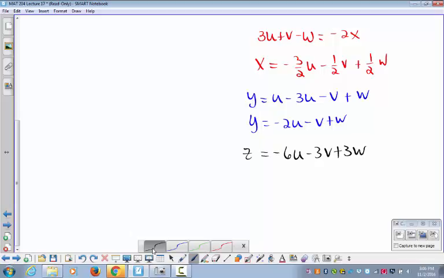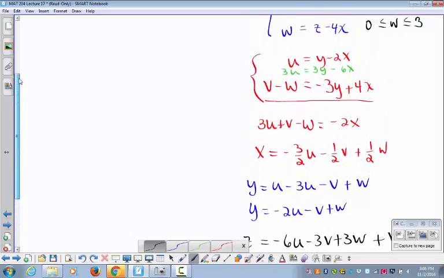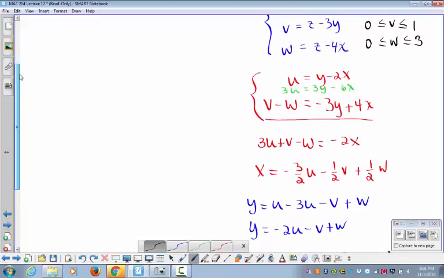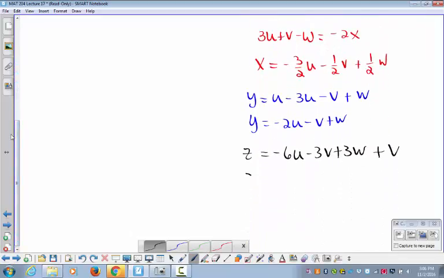3y plus v. Right? Is that what it was? 3y plus v. Right there. Z equals 3y plus v. So now we have z equals minus 6u. Let's keep it in alphabetical order. Oops, gotta add 1 to that, so that's minus 2v plus 3w.